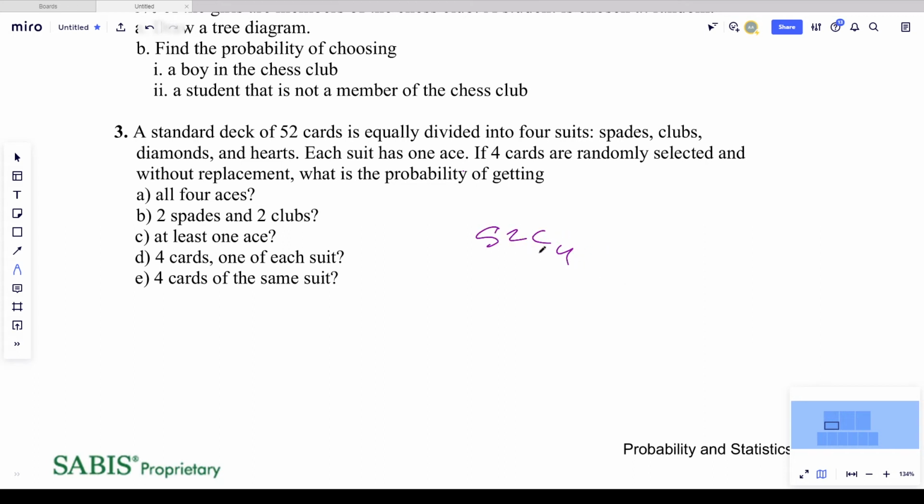You're always going to divide by this number, whatever is up there over this. All 4 aces, you want to pick 4 out of those 4, so 4C4. That's for the first one, A. For B, it's basically 4C4, because you're picking 4 from 4. 2 spades, 2 clubs, so you want to pick 2 from 13, because each suit has 13 cards, so 13C2 times 13C2. And that's it, over this.